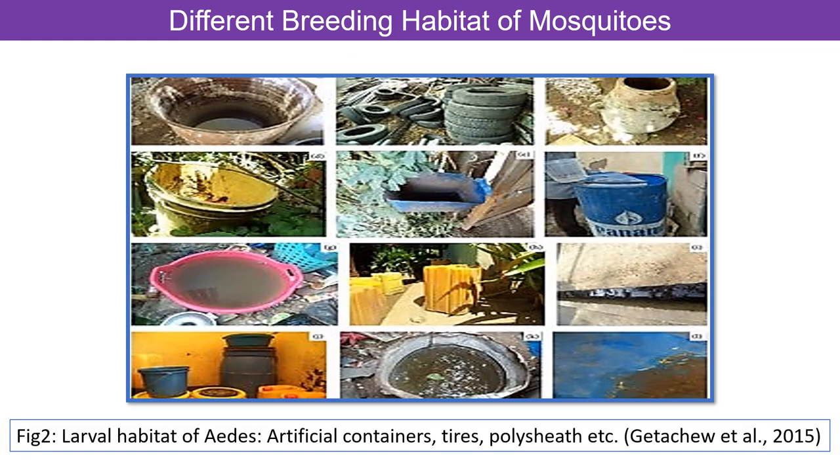This figure shows artificial breeding habitat of Aedes mosquitoes reported by Jetasiu et al., 2015. The habitat includes artificial containers, tires, polythene, etc.